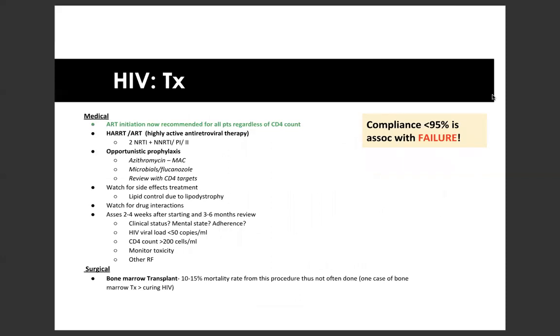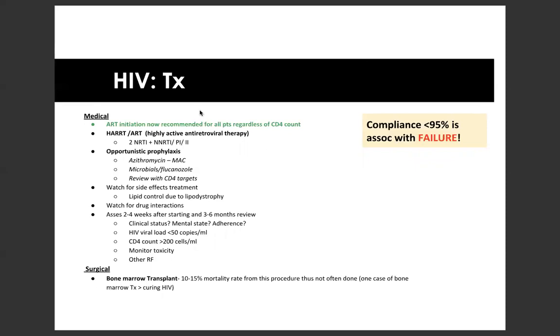And moving on to treatment. So the mainstay of HIV treatment is medical, and all patients are treated with antiretroviral therapy, regardless of the CD4 count, because we know that has better prognosis. So they usually have treatment with a combination of different antivirals. And important to stress that compliance is essential, because compliance of even less than 95% is associated with treatment failure.